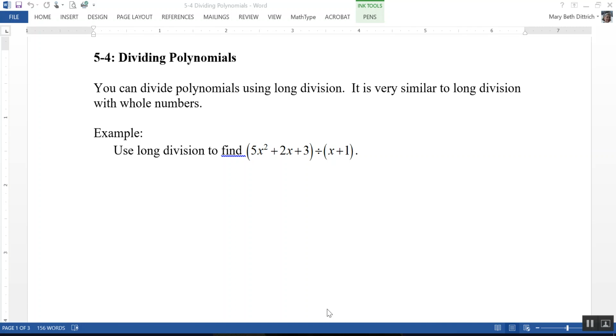Section 5.4 is on dividing polynomials. You can divide polynomials using long division, and it's very similar to doing long division with whole numbers. Let's take a look at an example.